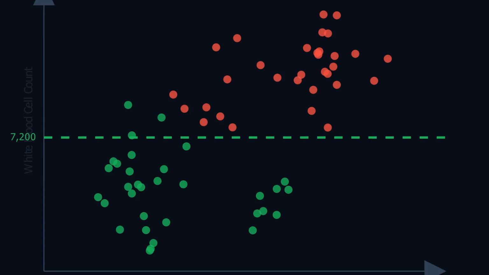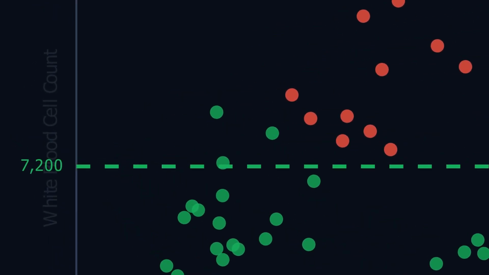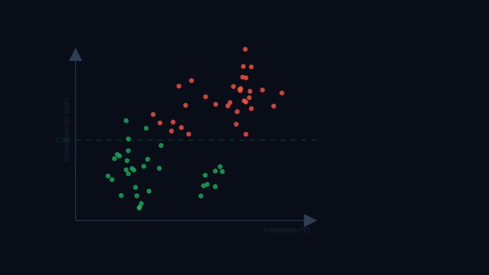Here's the cut we landed on, a single line at 7200. Above it mostly sick and below it mostly healthy. But look closer, it's not perfect. A few healthy points are on the wrong side of the line. Now forget this specific line for a moment. Instead of focusing on one chord, we need to understand what makes any chord good or bad.